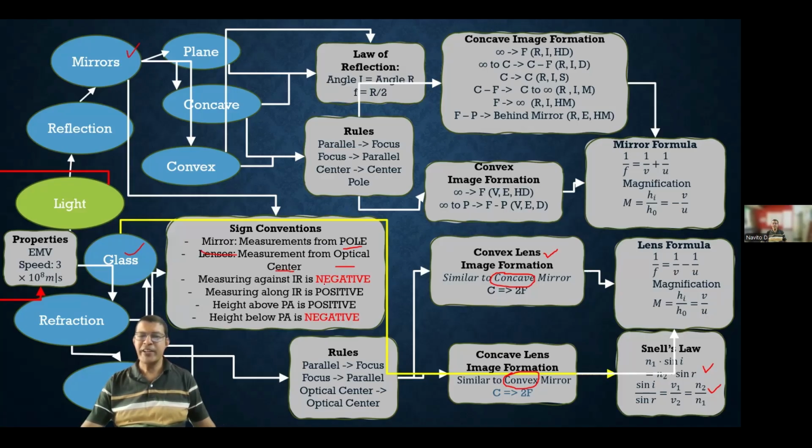Measuring against the incident ray is negative. Measuring along the incident ray is positive. Height above the principal axis is positive. And height below the principal axis is negative. This is all about today's session.